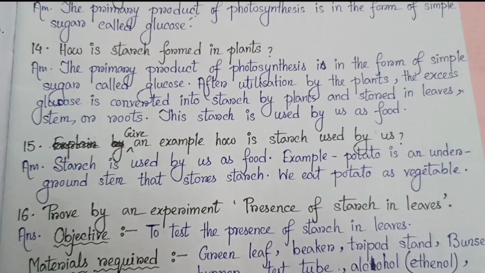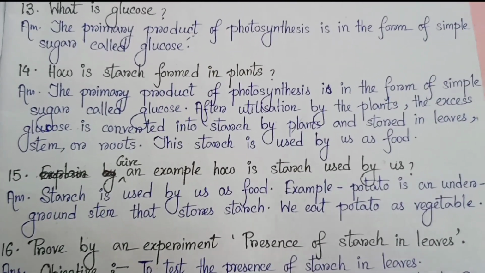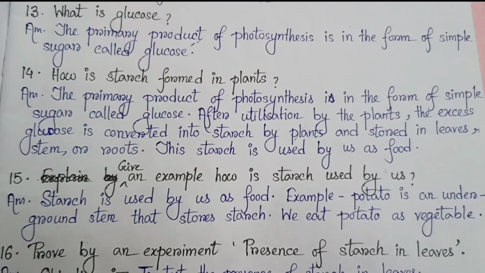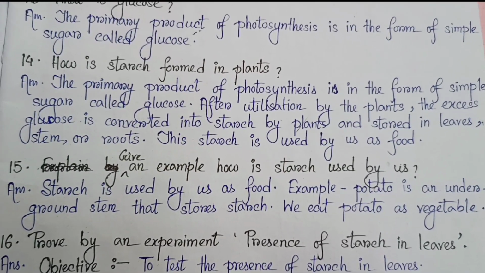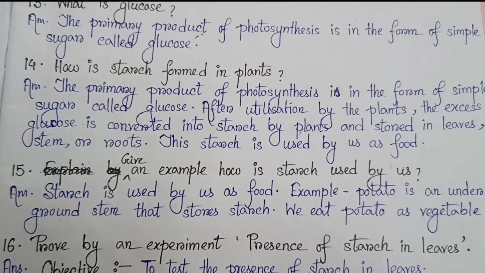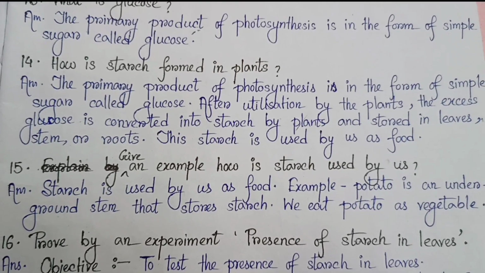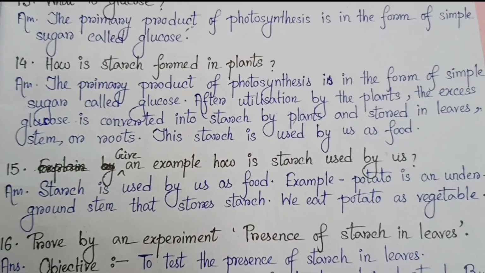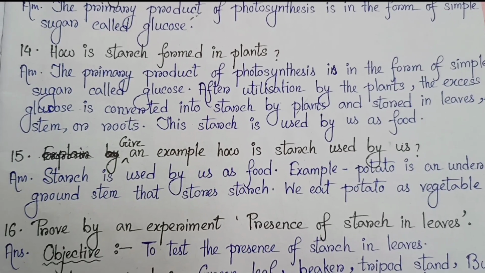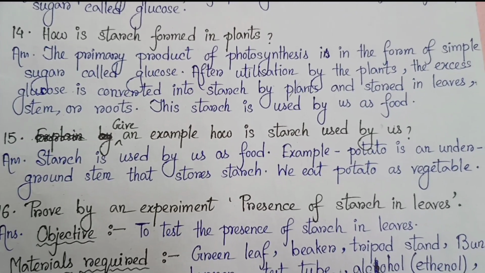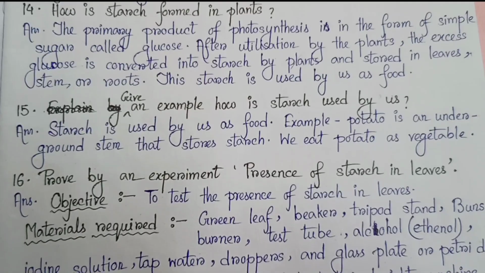Number 14. How is starch formed in plants? The primary product of photosynthesis is in the form of simple sugar called glucose. After utilization by the plants, the excess glucose is converted into starch by plants and stored in leaves, stem, or roots. This starch is used by us as food.